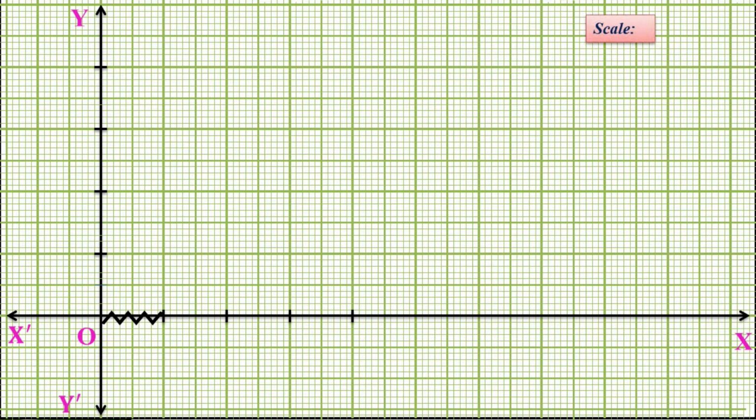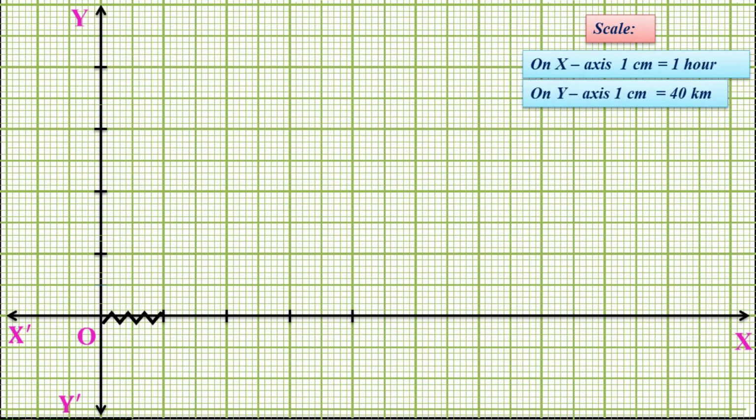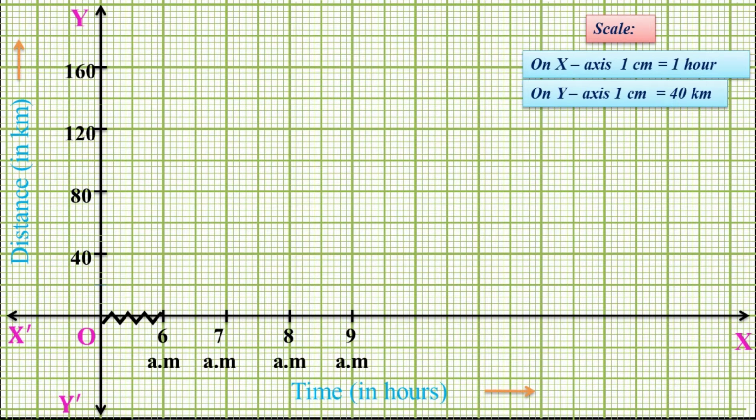Now, we take the scale. On the x-axis, 1 centimeter is equal to 1 hour, and on the y-axis 1 centimeter is equal to 40 km. Now we mark the points on the x-axis: 6 am, 7 am, 8 am and 9 am. Now we mark the points on the y-axis: 40, 80, 120, 160.